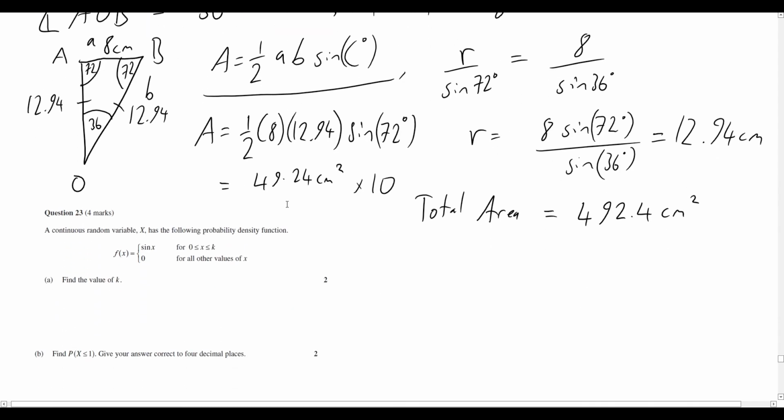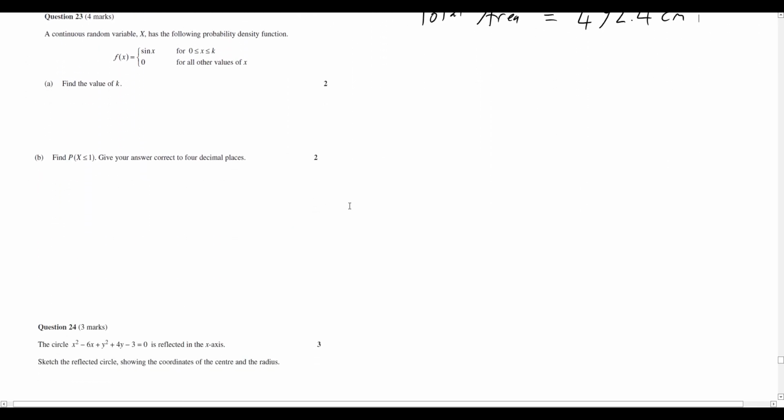Now, moving on to question 23. So a continuous random variable x has the following probability density function. So f of x is equal to sine of x when x is between 0 and k, and 0 for all other values of x. So the first thing we need to do is find the value of k. So what we know about probability density functions is that when we integrate them, we must get a total area of 1. So now what we can say is that 1 is going to be equal to the integral of f of x dx from 0 to k, since that's the domain where this will actually take a value.